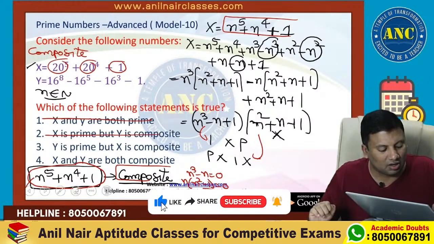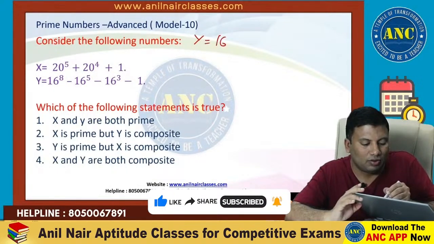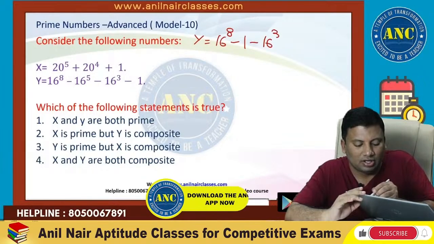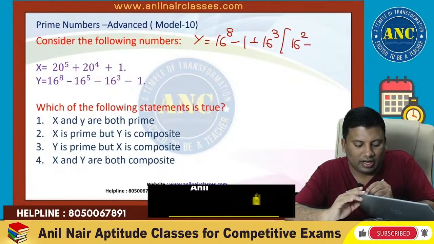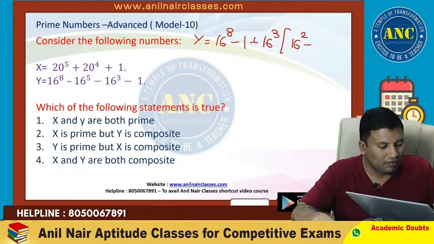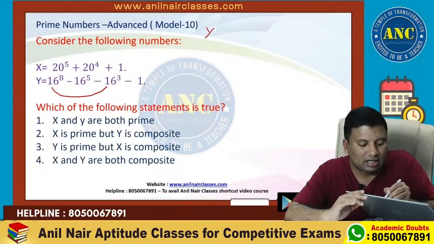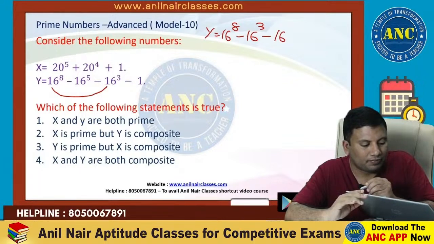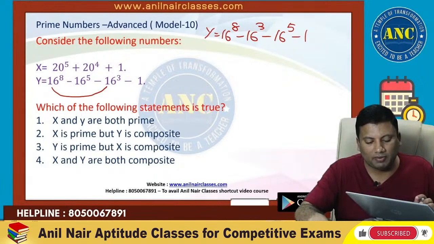First and second are out. Next one. Y is equivalent to 16 power 8 minus 1 minus 16 cube, 16 square, 16. We will write it like this, so that we can reduce the steps. I will take the first and third. Y is 16 power 8 minus 16 power 3, minus 16 power 5 minus 1.